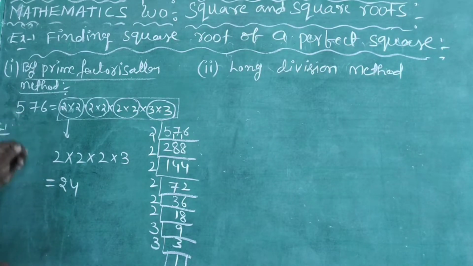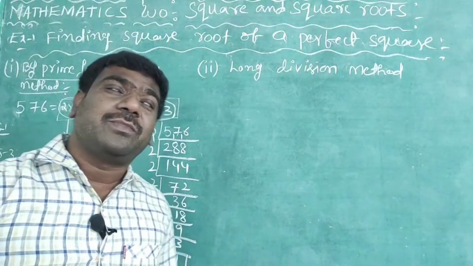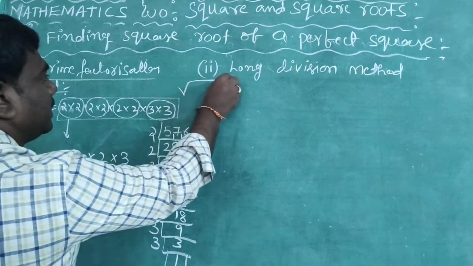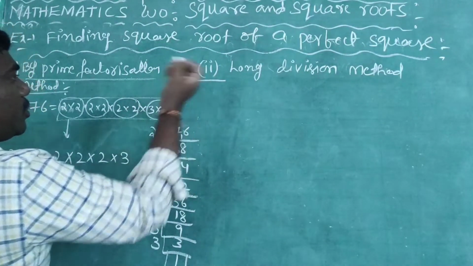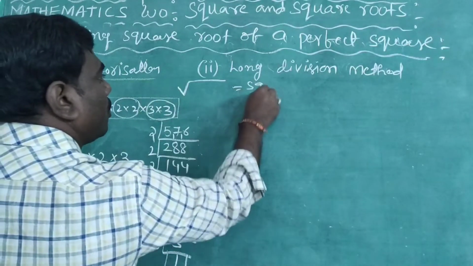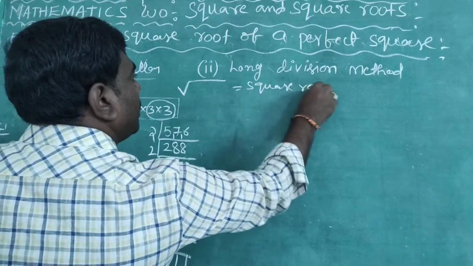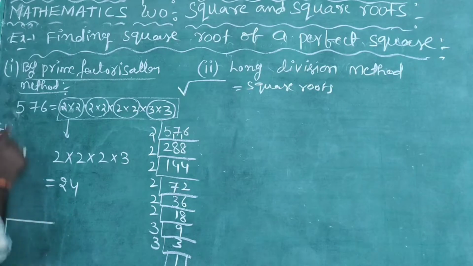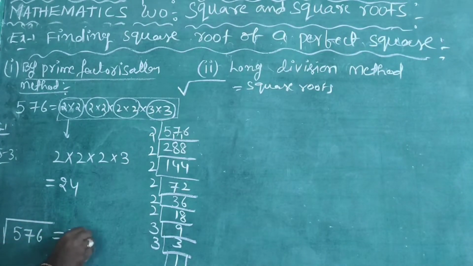24 is the square root of 576. So actually here we have a square root symbol. What is the square root symbol here? Yes, the symbol for square root is like this. So it is the square root. How to pronounce it? It is square root. So finally we can conclude here, the square root of 576 is equal to 24.